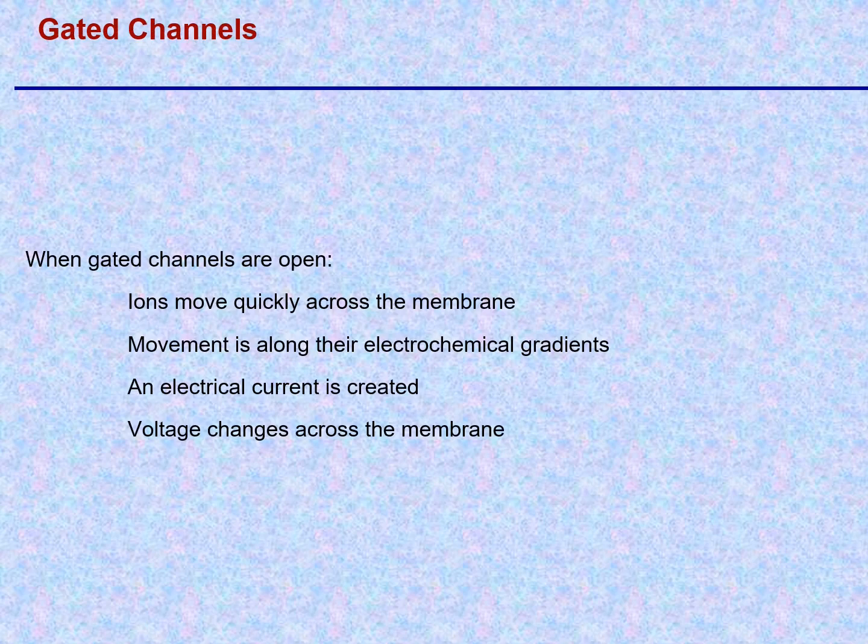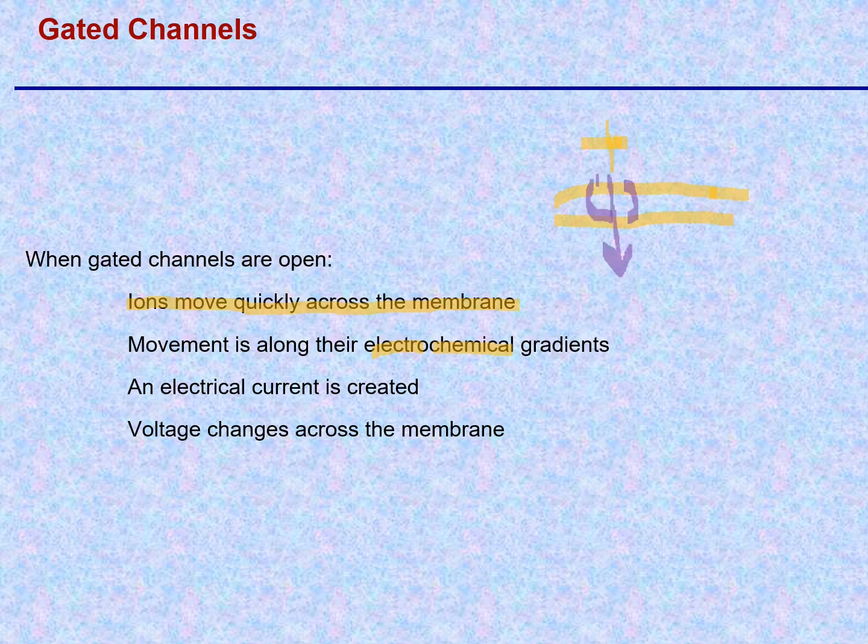So these gated channels, when open, will allow ions to move quickly across the membrane. And they move not only along the chemical concentration gradient, but also along the electrical gradient. Remember that, for example, a sodium ion is positively charged, and if this is the phospholipid bilayer, and you have a channel that suddenly opens up, the sodium can rush inwards.